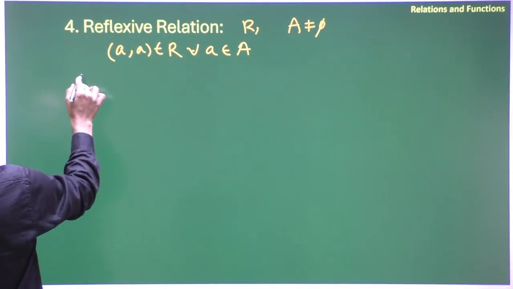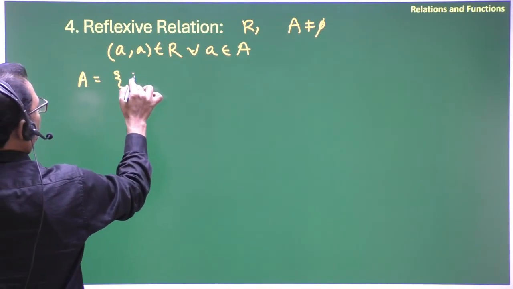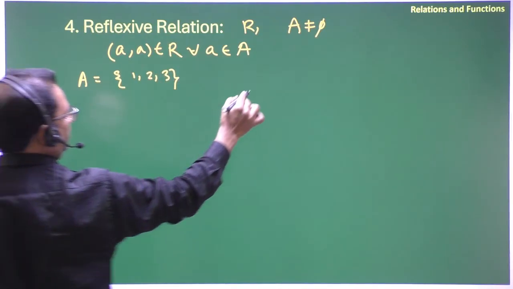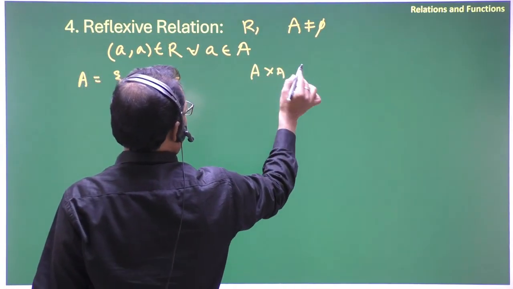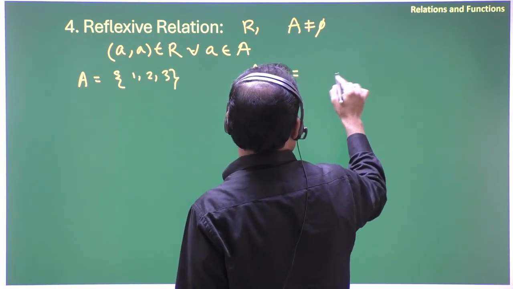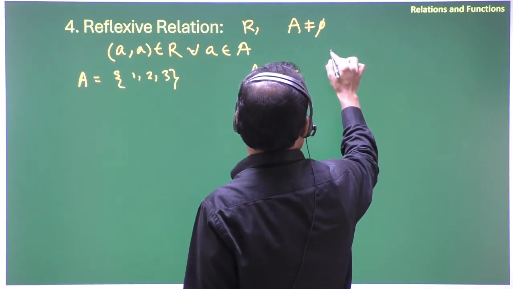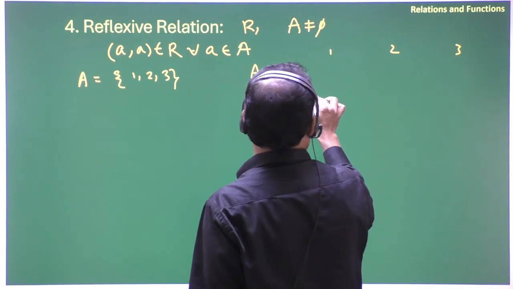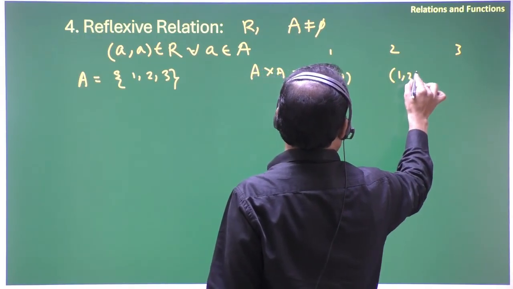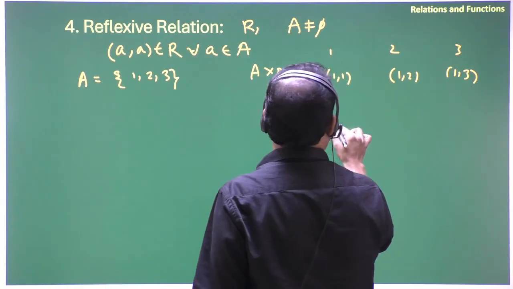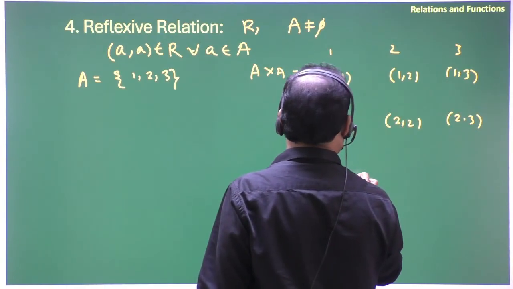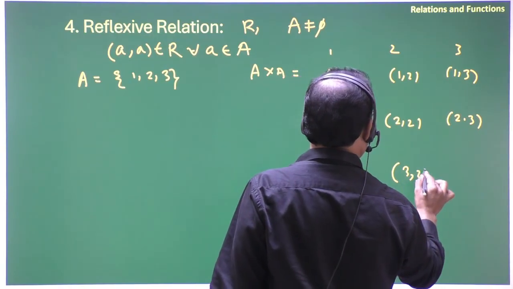What does it mean? Suppose I have A equal to 1, 2 and 3, so you know that a total of 9 ordered pairs I can define. A cross A contains a total of 9 ordered pairs. So these ordered pairs I am going to write in matrix form. It will help us to do some more problems here. So this will be (1, 1), (1, 2), (1, 3), then (2, 1), (2, 2) and (2, 3), then (3, 1), (3, 2) and (3, 3).